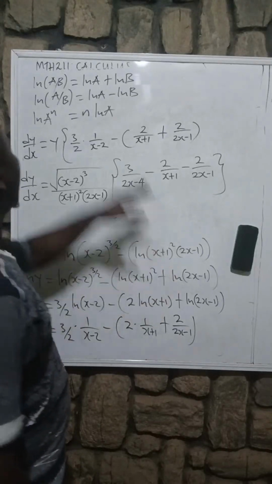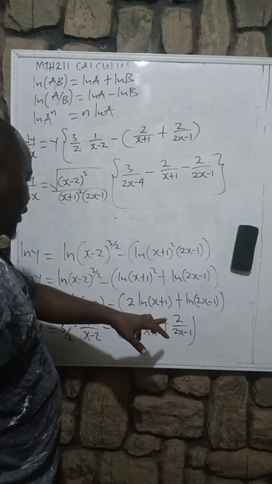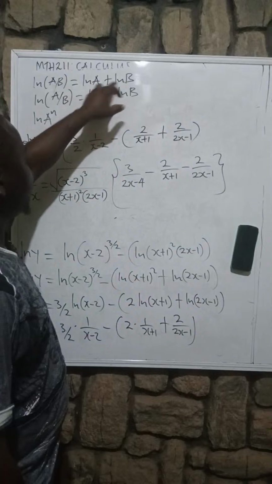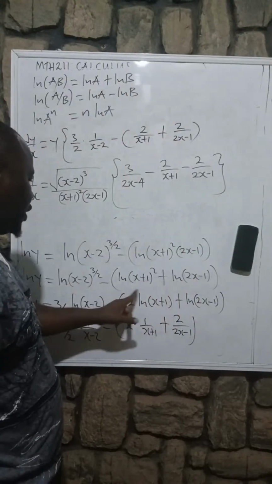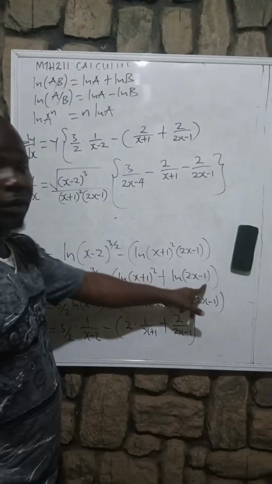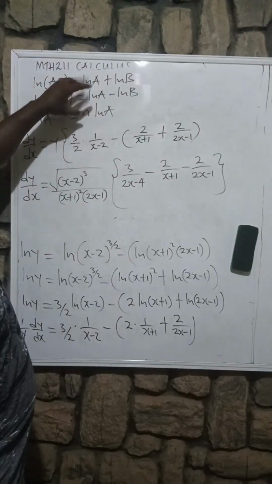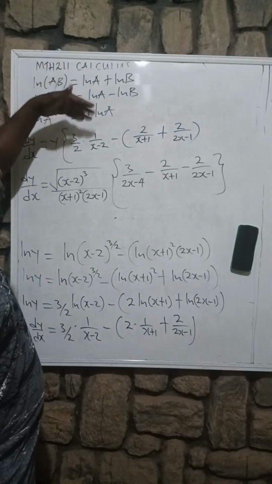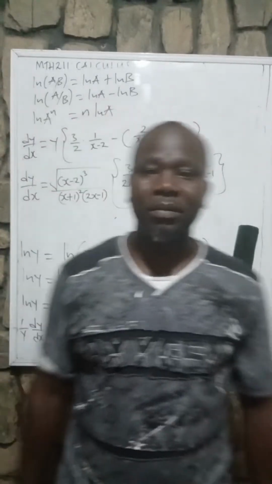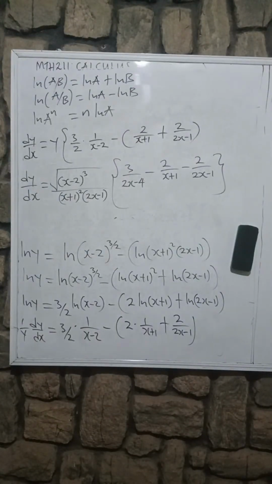Then here, you can see that in ln AB, two functions are multiplying each other, isn't it? This times this. So it's going to be what? ln A plus ln B. So this is your A, this is your B. That is why you see ln open bracket x plus 1, close bracket raised to power 2 plus ln, can you see now? Are you following? So if you understand these laws, know when, how and where to apply them, using logarithmic differentiation is simple as ABC. Is that clear? Any question?